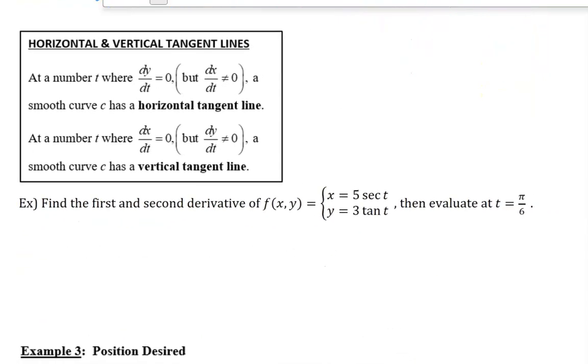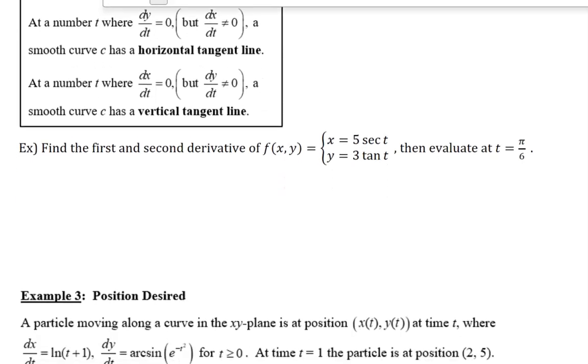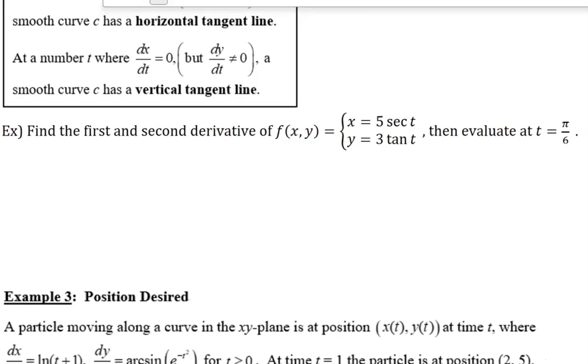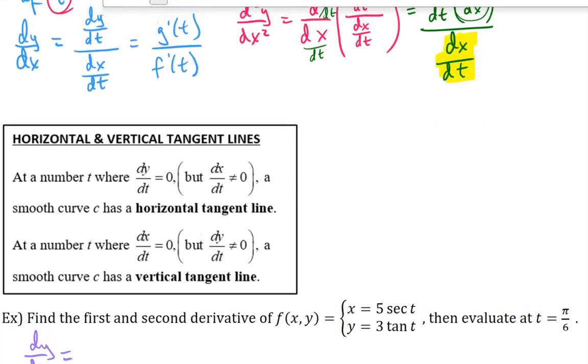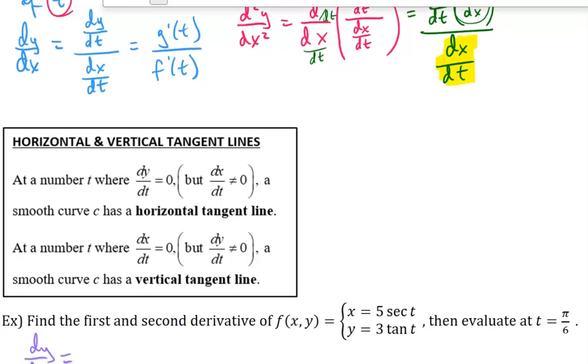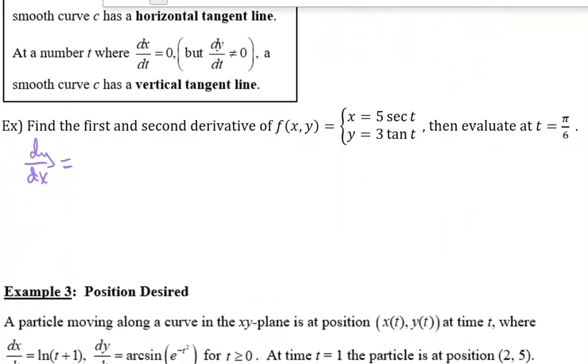Okay, so find the first and second derivative of this parametrically defined curve. X is given as 5 secant t, y is given as 3 tangent t. All right, so first derivative, it's a little bit bigger. My first derivative is going to be dy over dx, okay? And I know that this is the derivative of the y function, 3 tangent t, over the derivative of the x function, 5 secant t.